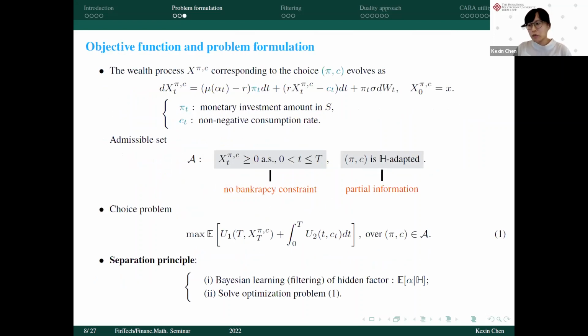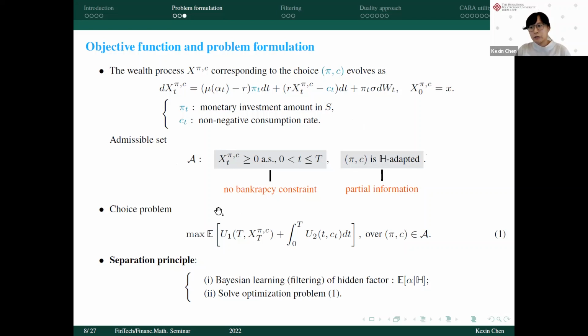And to formulate our problem, we first look at the wealth process X^{pi,c}, which corresponds to the choice pi and c, and it evolves as this SDE here. And in addition to the regular integrability conditions placed on pi and c, we additionally require that the wealth level stays non-negative over the whole investment horizon. So we also refer to this constraint as the non-bankruptcy constraint. And in addition, we require that pi and c are H-adapted. So this reflects that only partial information is used in this problem.